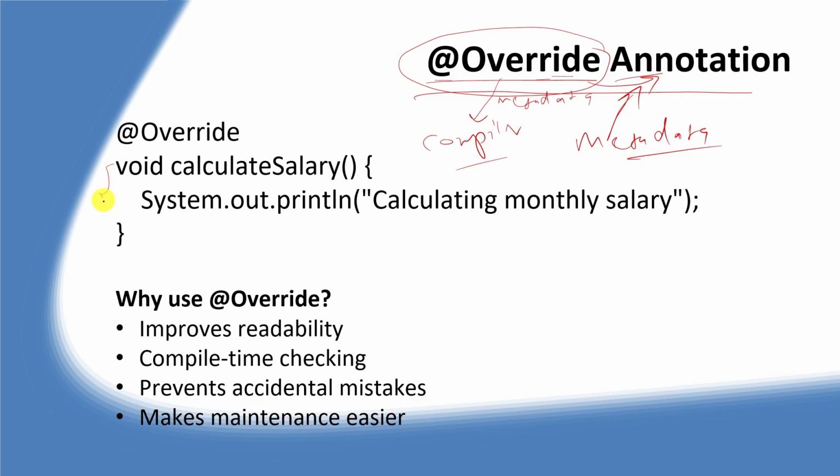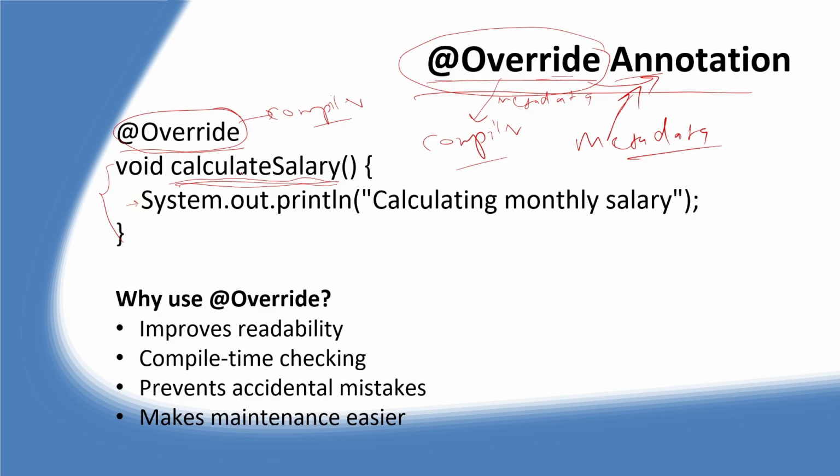So let's say here we are overriding the method in the child class. This method is already in the parent class. Now I am overriding this method in the child class, so I am using this annotation @Override. What will it do? It will give some information to the compiler. What information? This annotation will tell the compiler that this method is already defined in the parent class, and the child class is overriding this method and providing its own implementation.